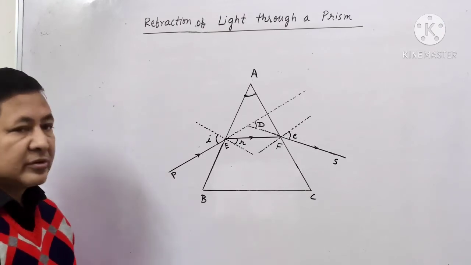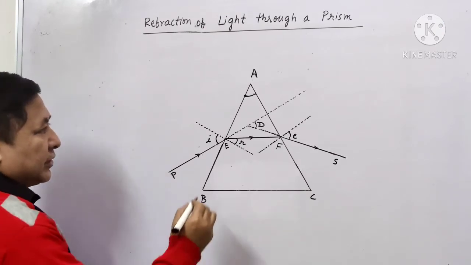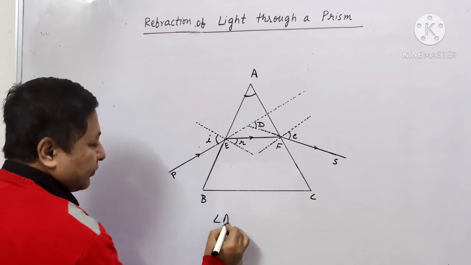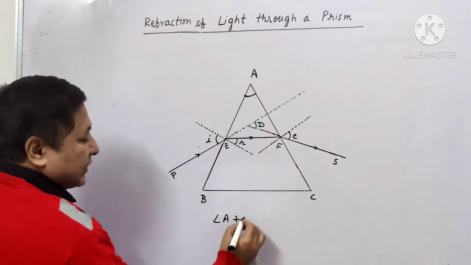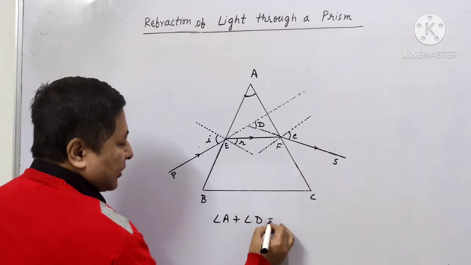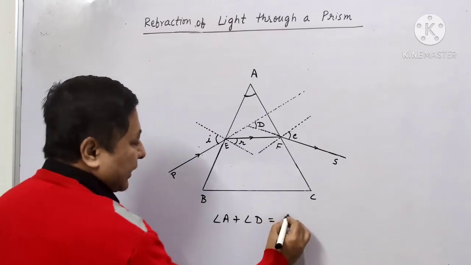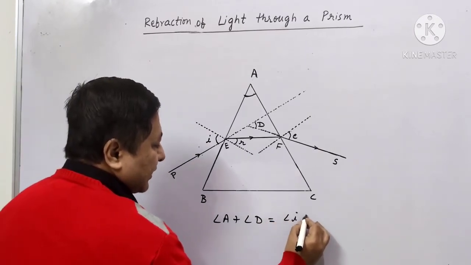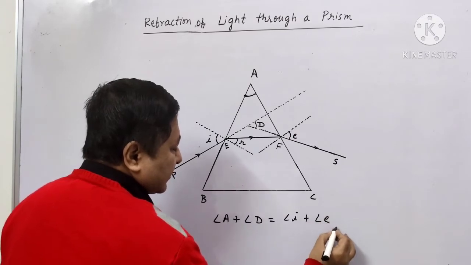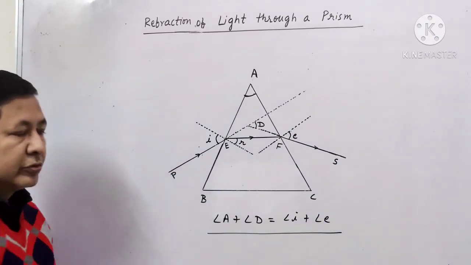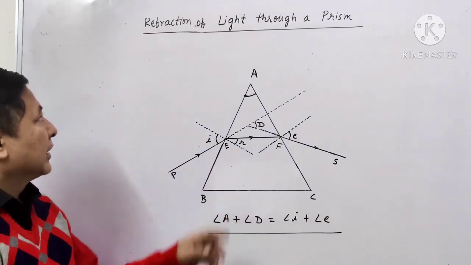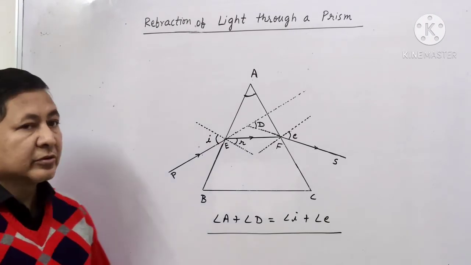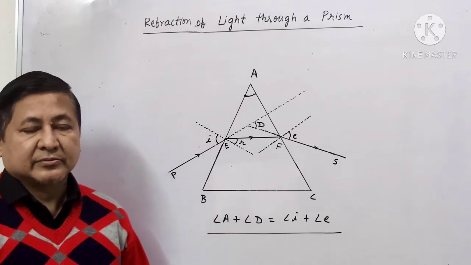As we have seen experimentally, the angle of prism plus angle of deviation is equal to angle of incidence plus angle of emergence. This relation holds true when refraction of light through a prism takes place.